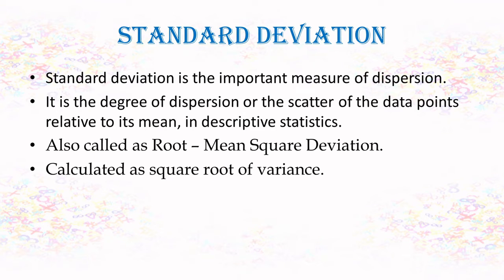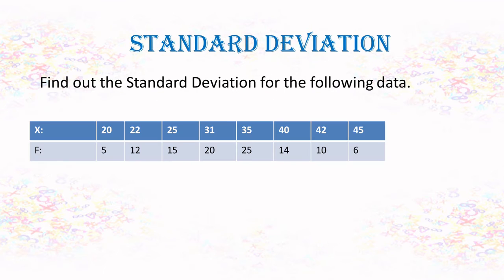Standard deviation is important as we need to measure the dispersion. It is nothing but how the scatter of data points is related to its mean. It is also called root mean squared deviation, and the way to find the standard deviation is to find the square root of variance. Now let us see how to find standard deviation for this discrete frequency distribution.